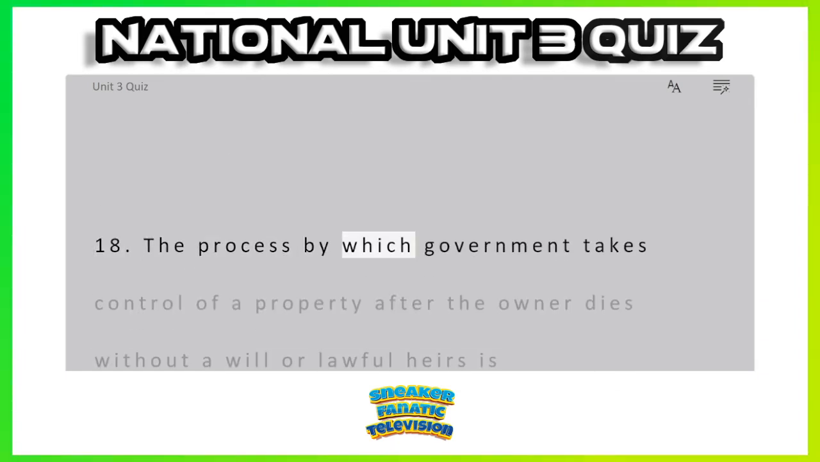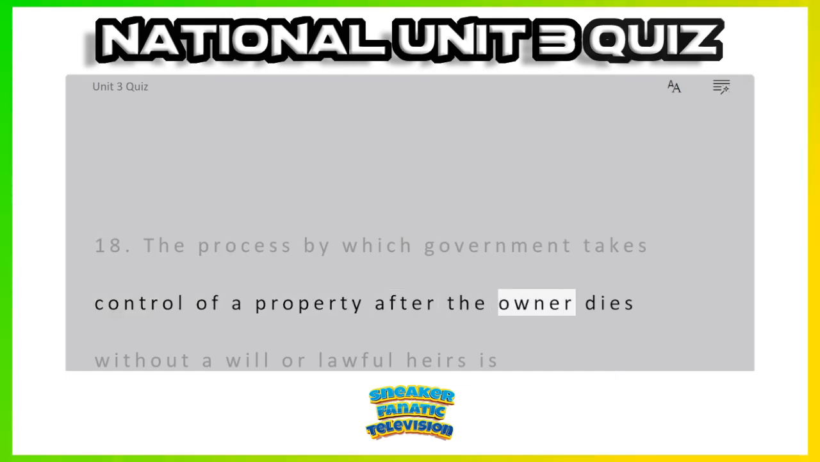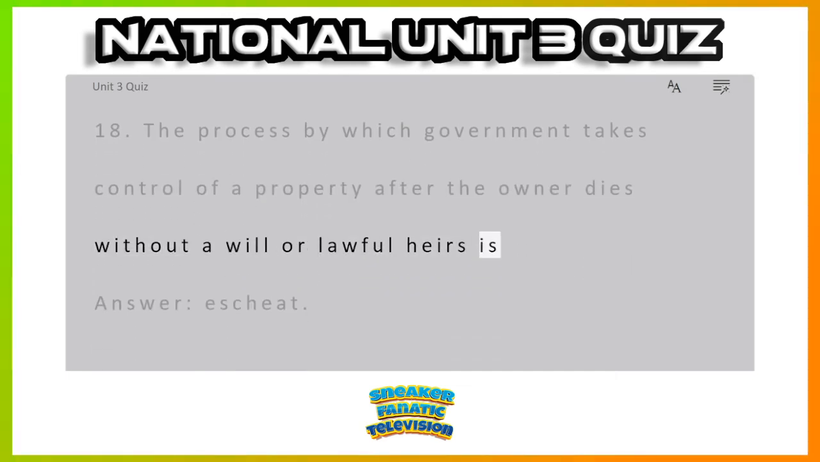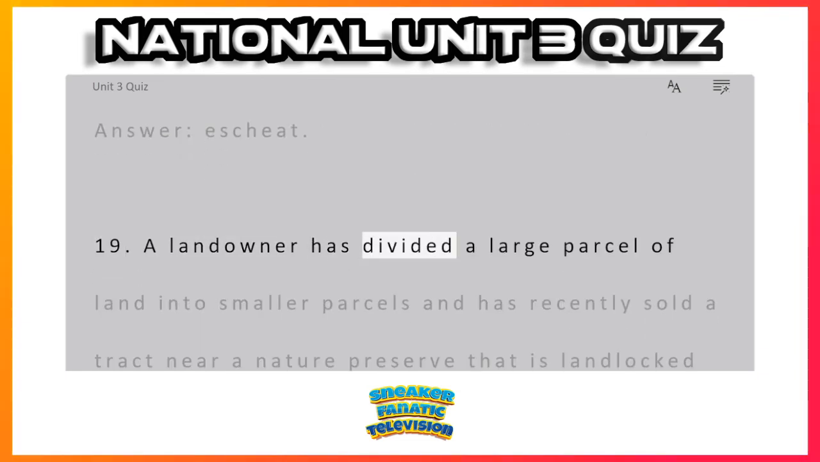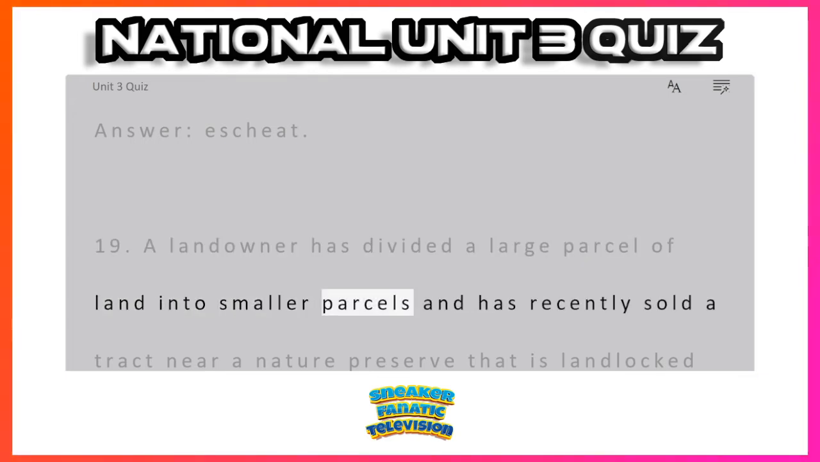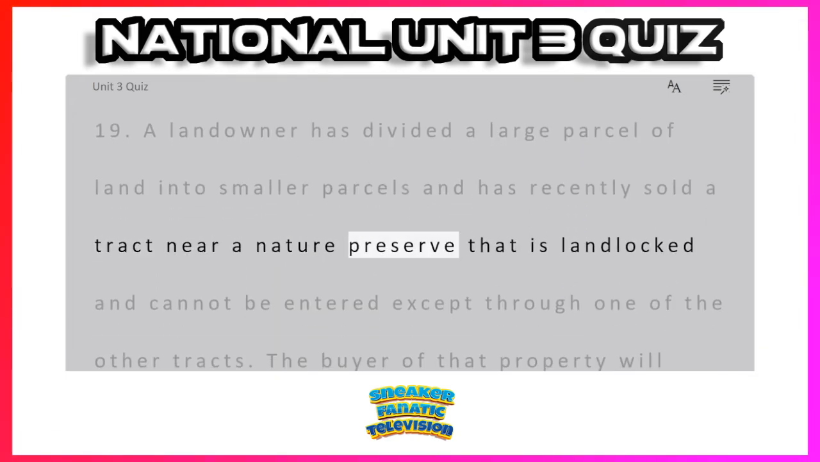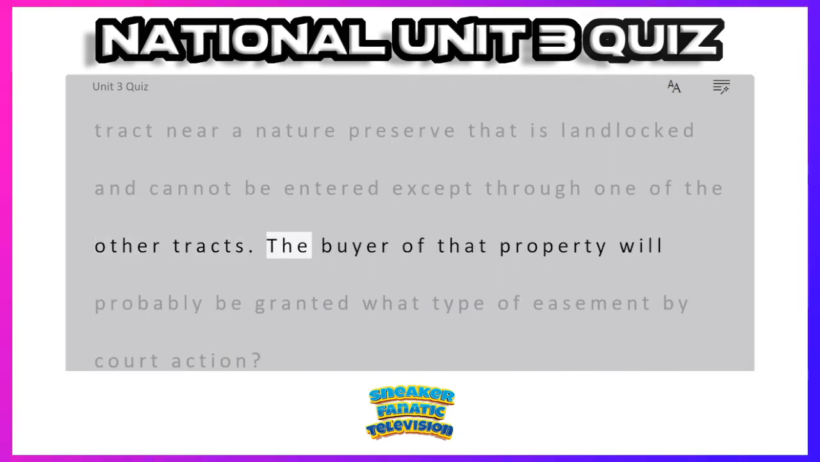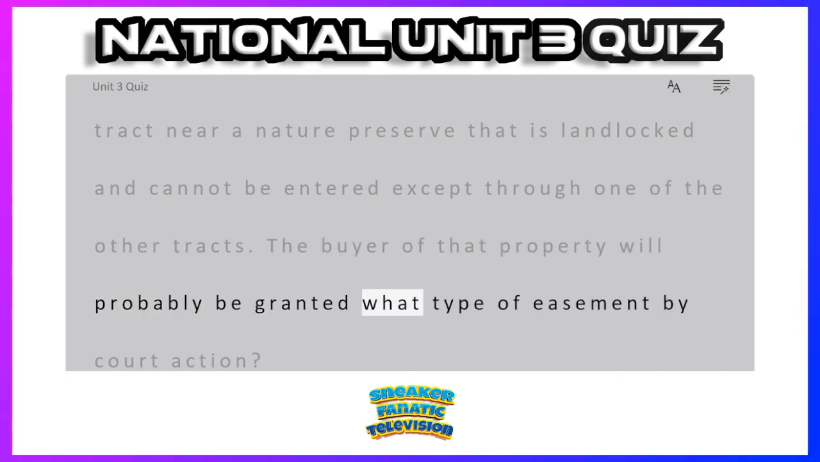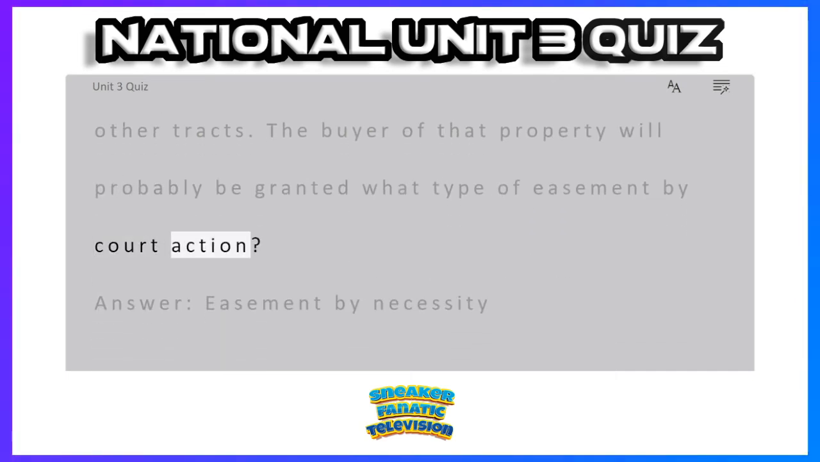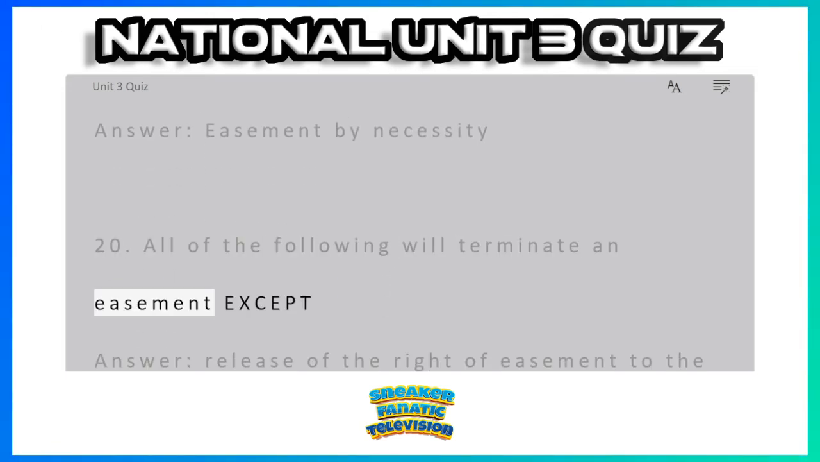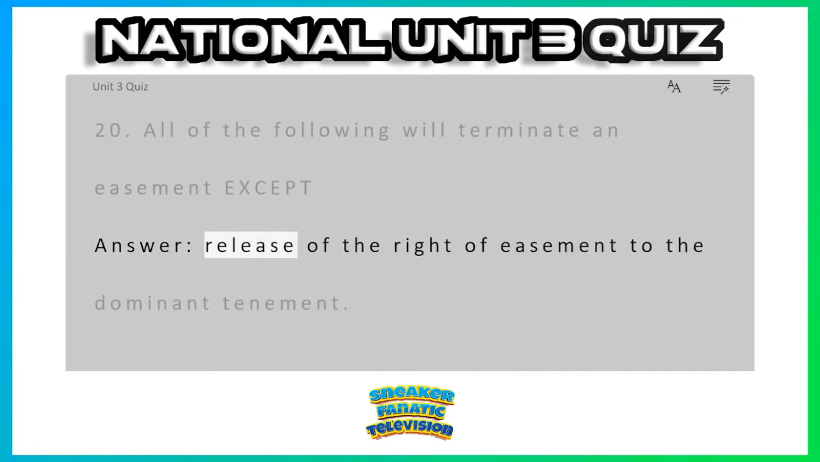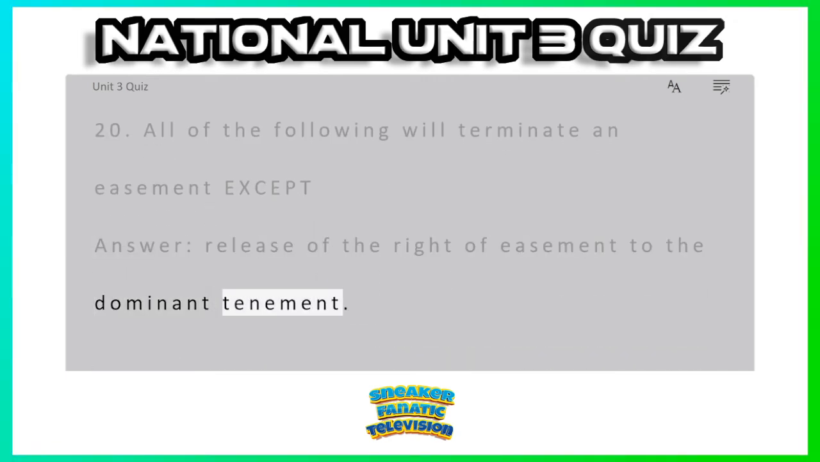18. The process by which government takes control of a property after the owner dies without a will or lawful heirs is. Answer: Escheat. 19. A landowner has divided a large parcel of land into smaller parcels and has recently sold a tract near a nature preserve that is landlocked and cannot be entered except through one of the other tracts. The buyer of that property will probably be granted what type of easement by court action? Answer: Easement by necessity. 20. All of the following will terminate an easement except. Answer: Release of the right of easement to the dominant tenement.